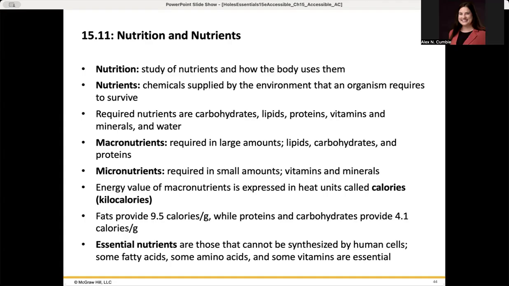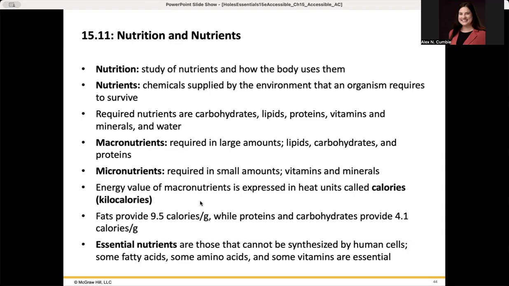The main categories that we separate nutrients into, which are the chemicals supplied by the environment that an organism is required to eat in order to survive, are carbohydrates, lipids, proteins, vitamins, minerals, and water. To start with, we have macronutrients. These require large amounts, okay? Our macronutrients are lipids, carbohydrates, and proteins. Micronutrients, which are required in small amounts, are vitamins and minerals, okay? So you don't need to consume as much of those.